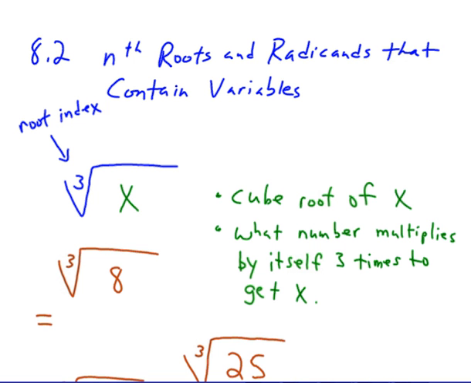What number multiplies by itself? Go ahead, Ethan. 2. Does everybody understand why the cube root of 8 is equal to 2? It's because 2 times itself 3 times, 2 times 2 times 2, or 2 cubed, equals 8. So that makes it the cube root of 8.